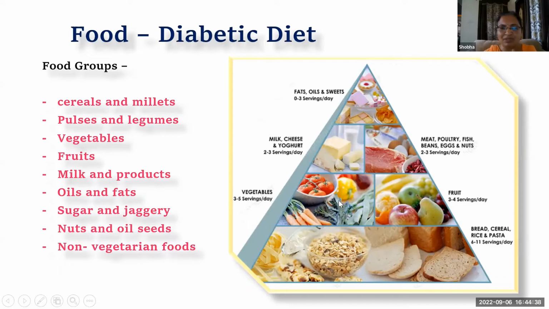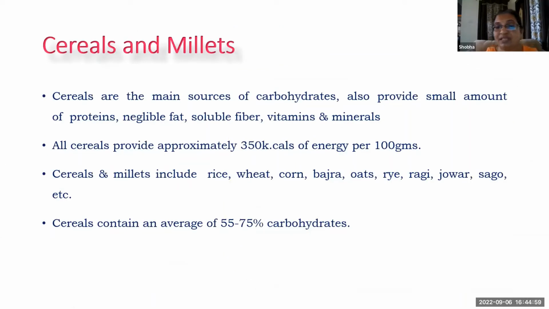But in case of diabetes, the only change is the interchange between the fruits and vegetables and your cereals. This level exchanges. The pulses, vegetables and fruits come down, and the cereal preparations will go up. That is the only difference for a diabetic. So why cereals? Many say it's a big source of carbohydrate. Definitely, around 50 to 75% carbohydrate is present in any of the cereals, and it provides on average around 350 kilocalories of energy per 100 grams, if you take any of the cereals, be it rice, wheat, jowar, ragi, bajra, including the millets.